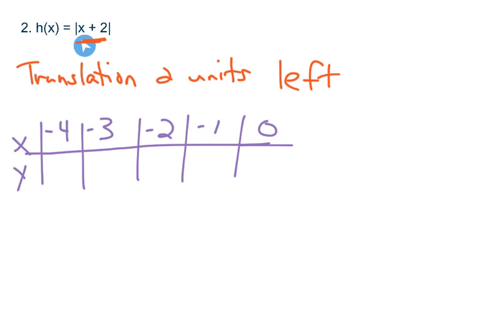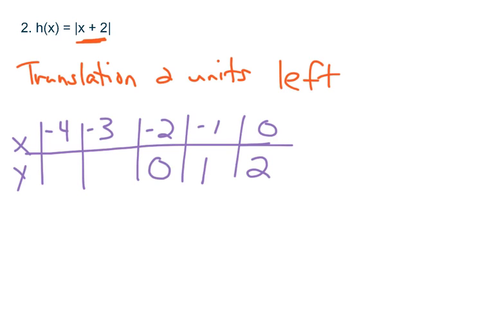So if we plug in negative 2, negative 2 plus 2 is 0, and the absolute value of 0 is 0. Okay? Let's think about negative 1. Negative 1 plus 2 is positive 1, and the absolute value of positive 1 is positive 1. If we plug in 0, 0 plus 2 is 2. The absolute value of that is still 2.